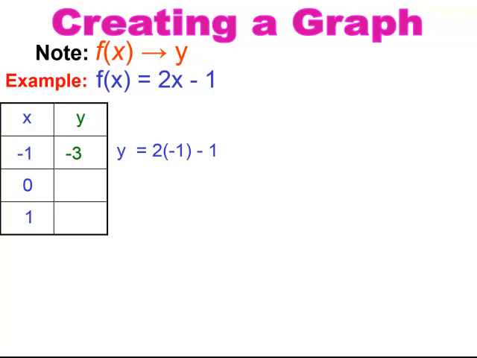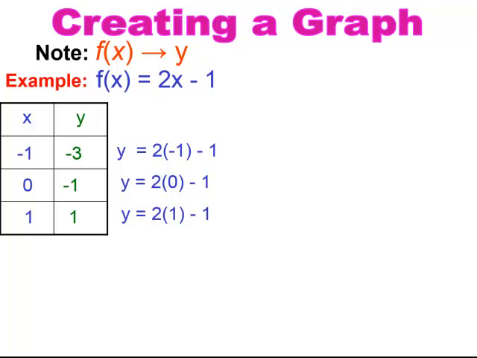Then I'm going to plug 0 into the function, and I have 2 times 0 minus 1, which is negative 1. Then I plug in positive 1 and evaluate: 2 minus 1 is 1. So I chose the value of x, and then I'm finding what y would be for that value of x.